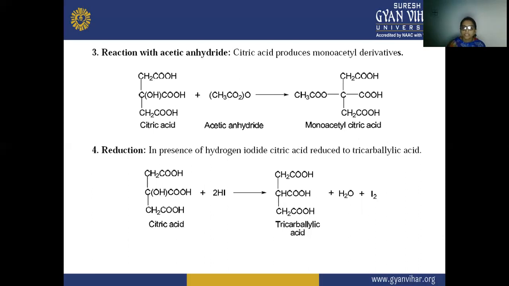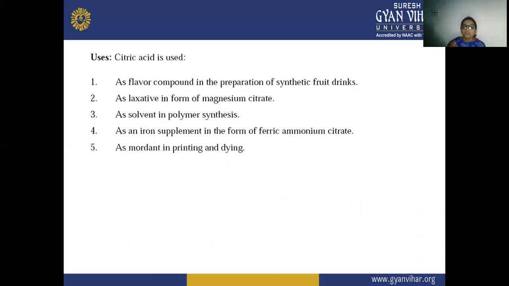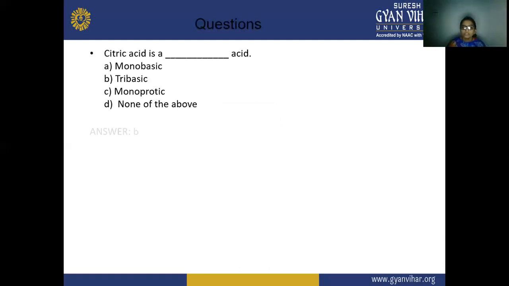And the reaction with acetic anhydride. So citric acid is reacted with acetic anhydride, and there is a formation of monoacetyl citric acid, and on reduction in the presence of hydrogen iodide, citric acid reduces to tricarballylic acid. And the uses: as flavor compound in preparation of synthetic fruit drinks, as laxative in the form of magnesium citrate, as solvent in polymer synthesis, as an iron supplement in the form of ferric ammonium citrate, and as mordant in printing and dyeing.